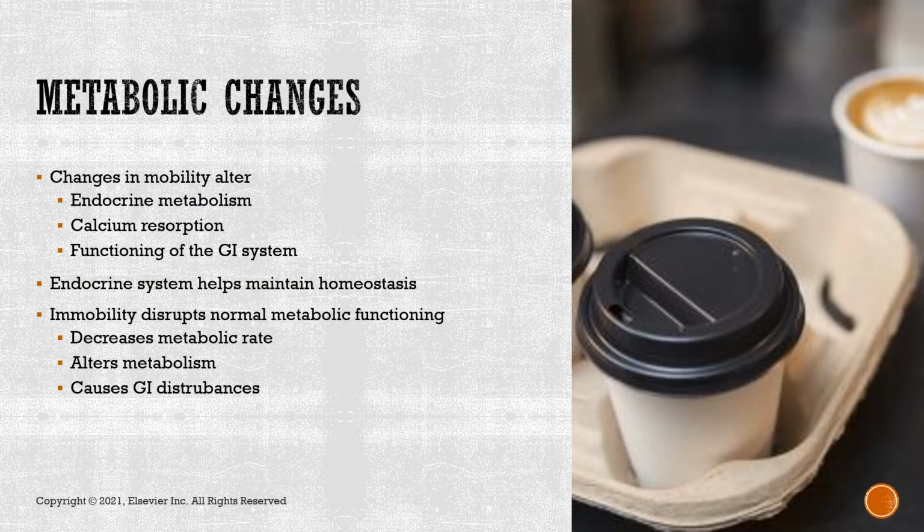Metabolic changes can also impact our ability to move because the endocrine system secretes hormones which maintain and regulate vital functions. It impacts our ability to respond to stress and injury. So endocrine metabolism, calcium reabsorption, and the function of our GI system all are important. Our endocrine system helps maintain homeostasis. Immobility disrupts normal metabolic functioning. So a decreased metabolic rate and altered metabolism cause GI disturbances.